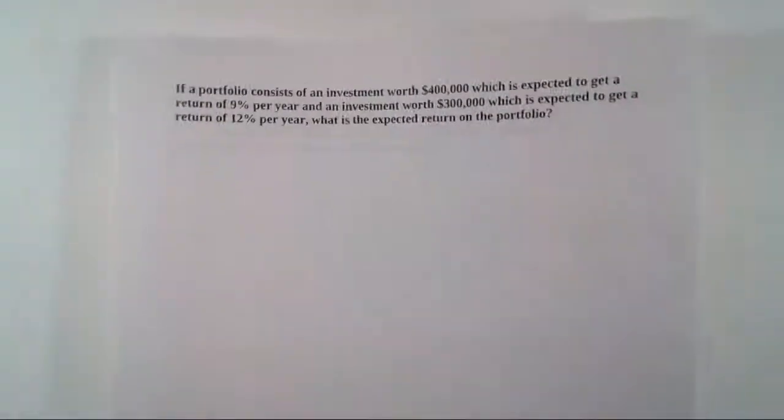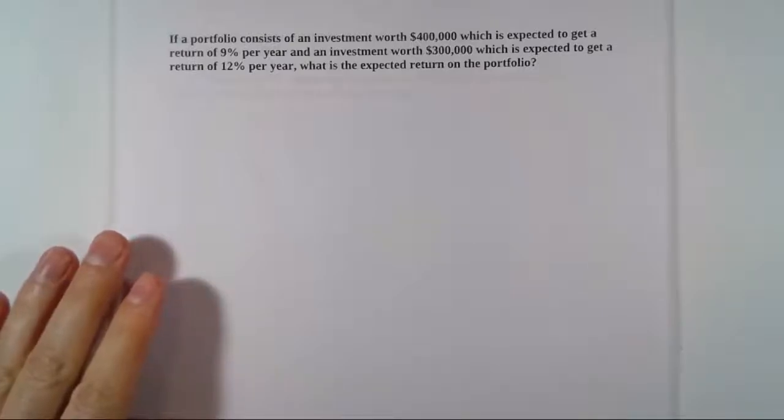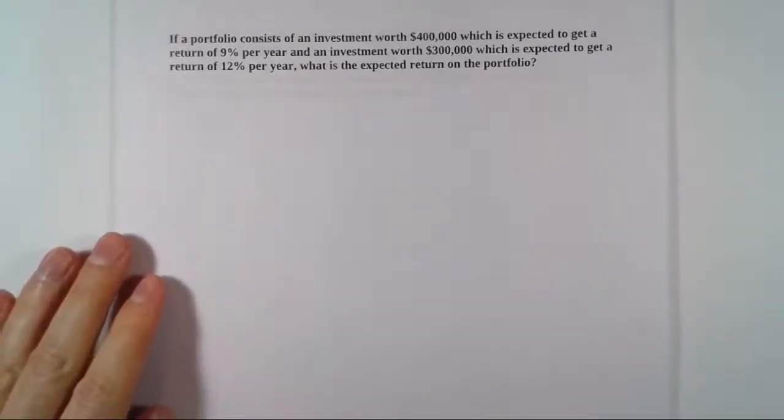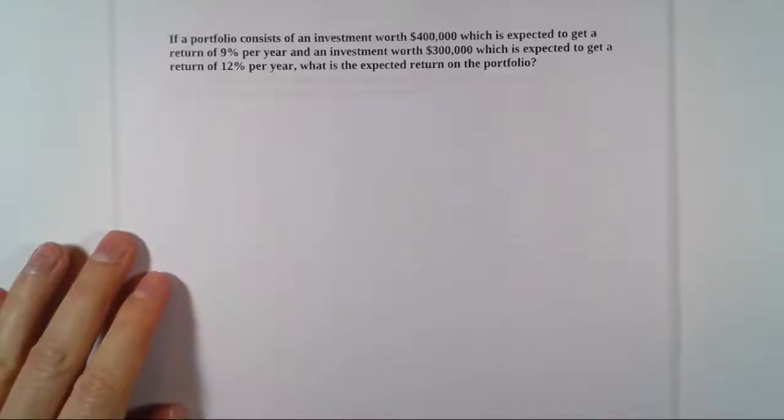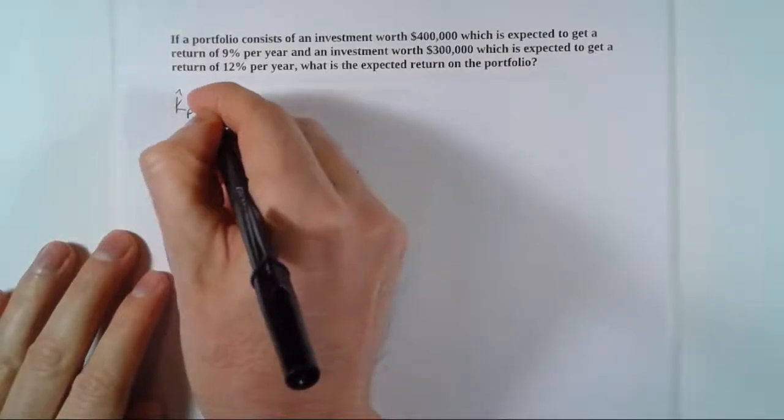All right, so in this video, we're going to look at how to find the expected rate of return on a portfolio. So let's take a look at our problem. If a portfolio consists of an investment worth $400,000, which is expected to get a return of 9% per year, and an investment worth $300,000, which is expected to get a return of 12% per year, what is the expected return on the portfolio?